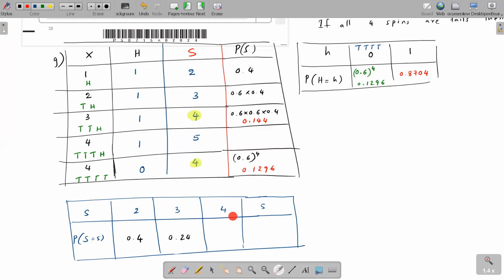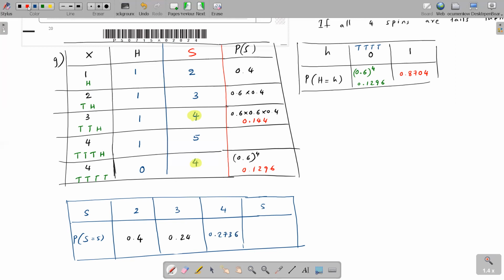So now to get S equal to 4, what should you do? You have to add these two values. 0.144 added with 0.1296. How much is it? 0.2736. Right.